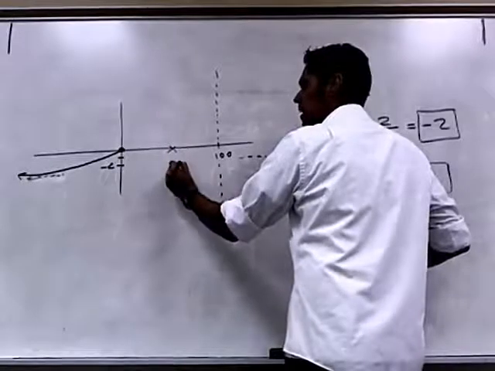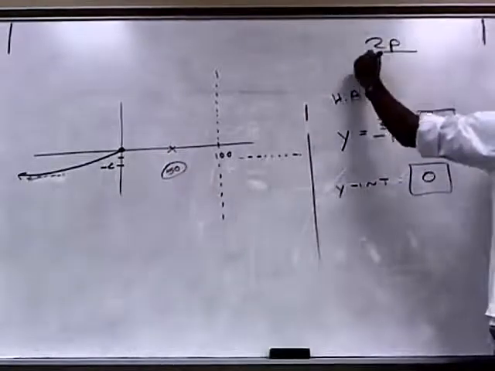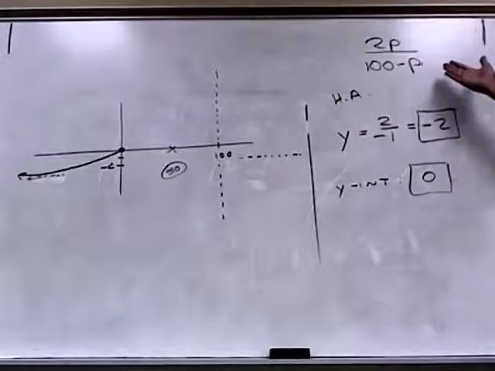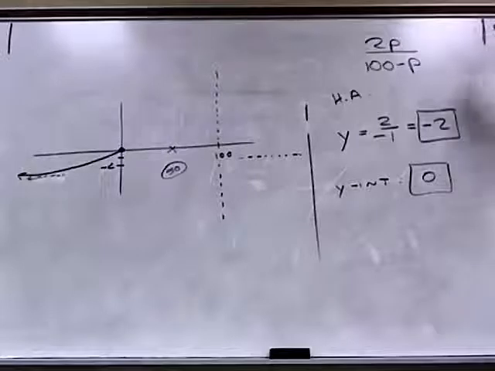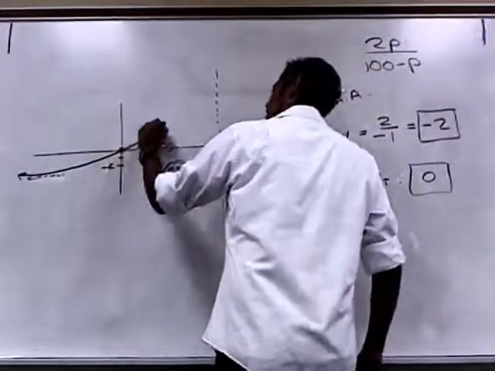So let's say 50. If I test 50 into the original problem, right? Here was the original problem. This will be easy to plug 50 into, won't it? 2 times 50 on the top, 100, divided by 100 minus 50. 100 divided by 50. So it's positive, right? So it's up here somewhere. So what I know is that this thing goes up like this.